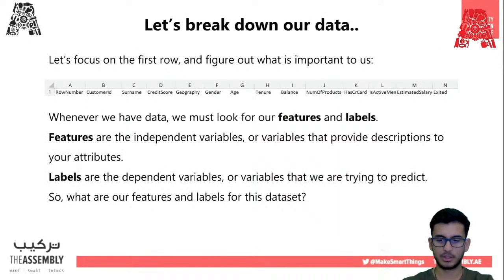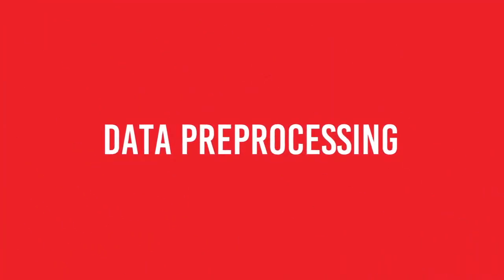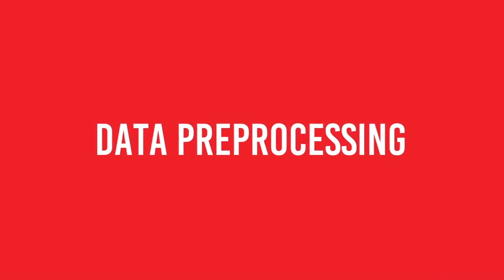Now let's break down our data. Whenever we have data, we always need to look for our features and our labels. Features are the independent variables which are our inputs into the neural network, and they provide a description of an attribute. Labels are the dependent variables, namely our outputs of the neural network, and they're what we want our model to predict. Choosing effective features is one of the most important steps in data science. The entire field of feature engineering helps decide which features we want our machine to learn from in order to reach our goals.